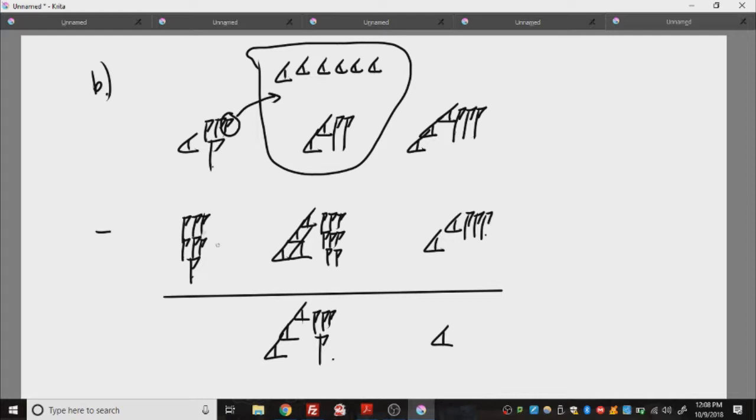Alrighty, and then the last one, last column, that one is gone, so I have only 13 minus 7, so 6.